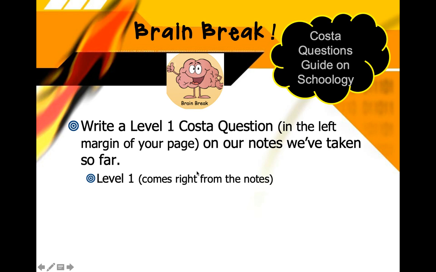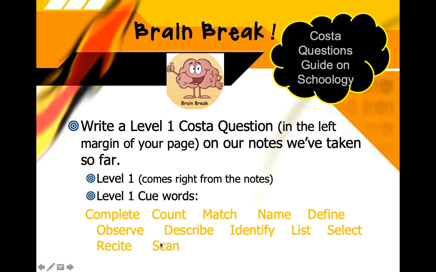So you're going to write Costa questions about what we've done so far. You could draw a picture and say, identify the parts of the atom. You could draw a partial diagram and say, complete the rest of this structure of the atom. Name the particles inside the atom. Any of those kinds of things. A level 1 type of question about our notes so far. All right, come on back.